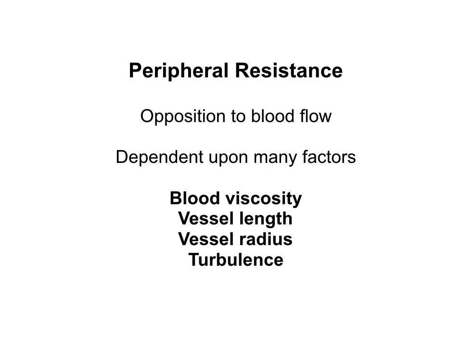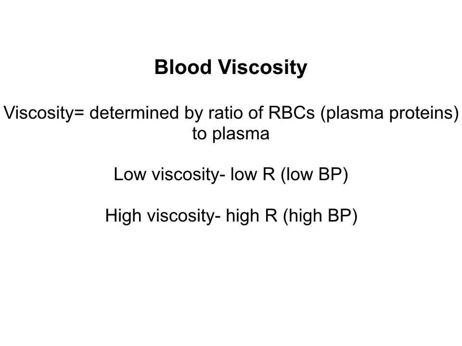Now, let's talk a little bit about peripheral resistance. As I mentioned in the last module, resistance is an opposition to blood flow created by the friction between blood and the tunica intima of your blood vessels. And peripheral resistance is dependent upon many factors. There's blood viscosity, your total vessel length, your vessel radius, and something called turbulence. Let's talk about blood viscosity first.